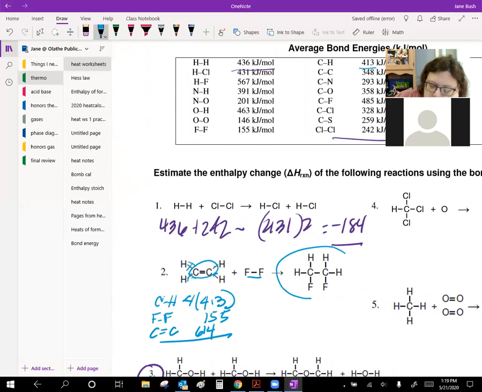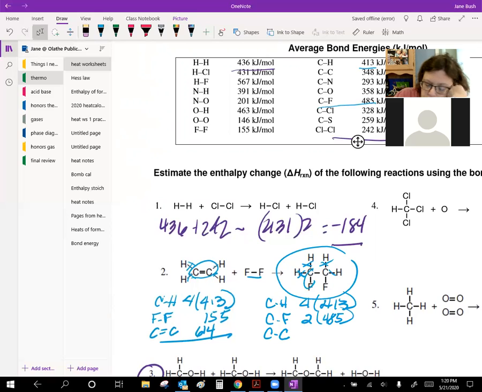Now, to make this, we're going to put the Legos back together. That's going to release energy. We have 1, 2, 3, 4 CH bonds. We already know that that's 413. So really, this is redundant. We could cancel those out. We have 2 CF, which is 485. And we want 1 carbon-carbon single bond, 348.